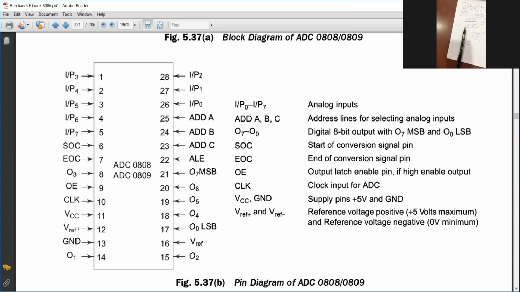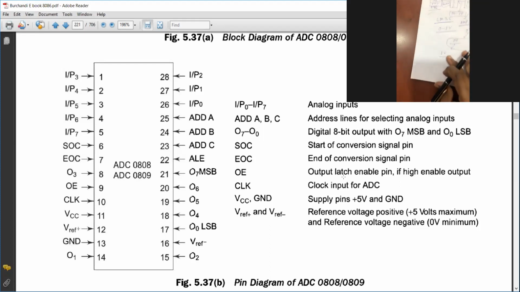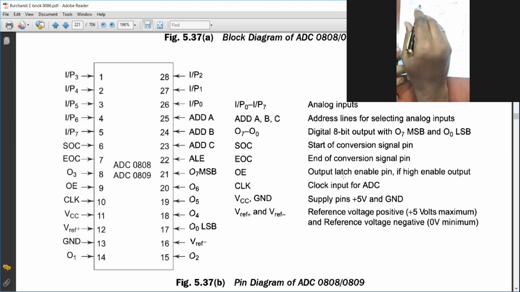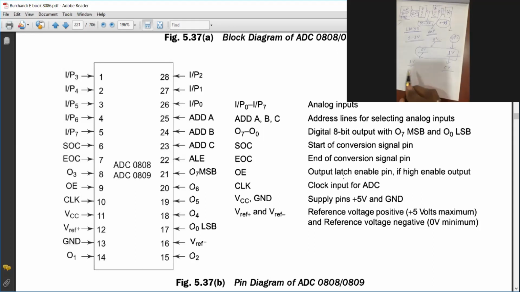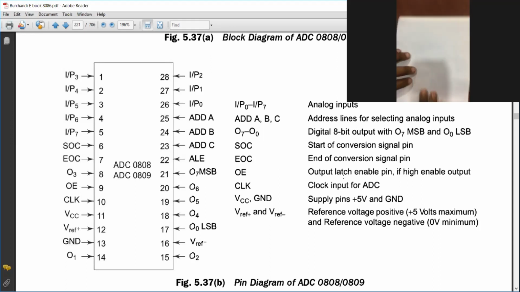You can see my copy now? Yes, sir. Now how does the microprocessor understand, with the help of 00 to FF, which temperature it is? Means, sir, you will get like 1 volt to 5 volt.